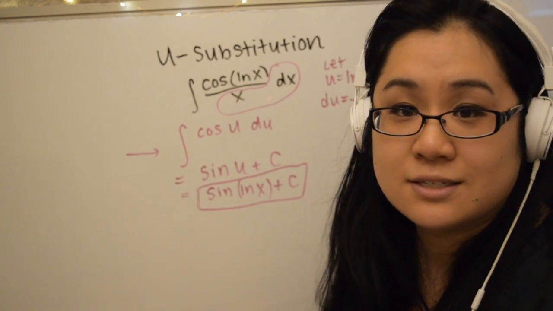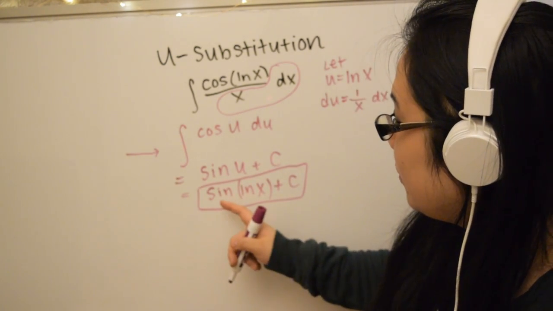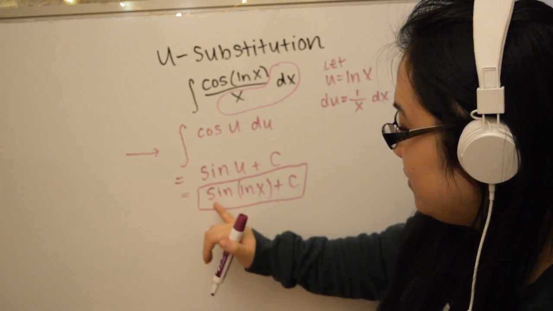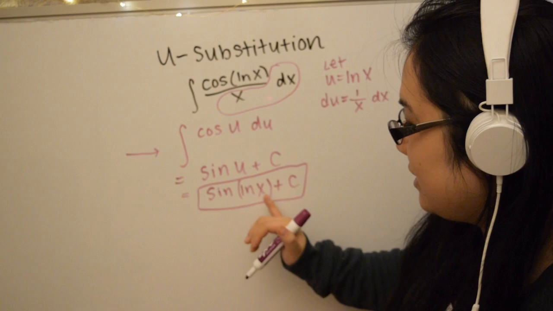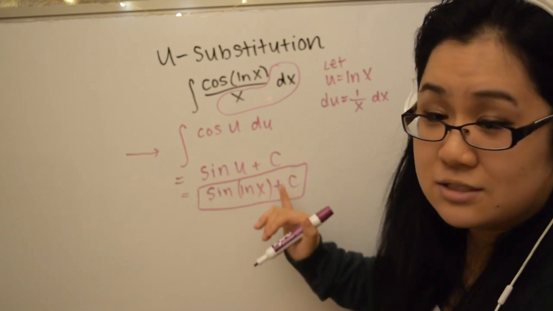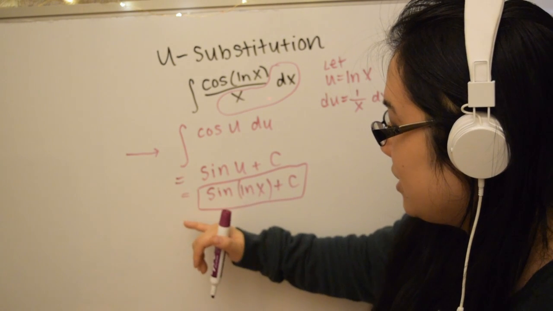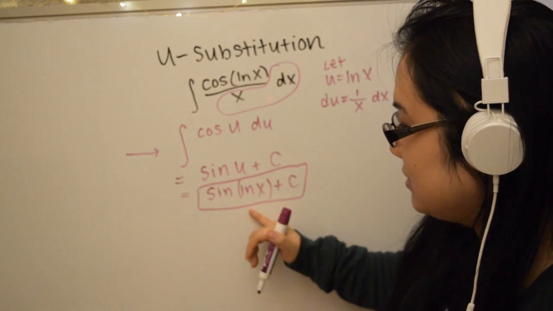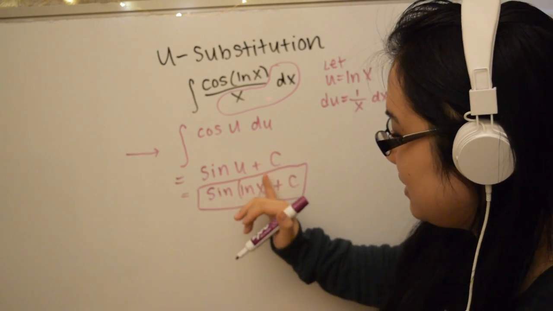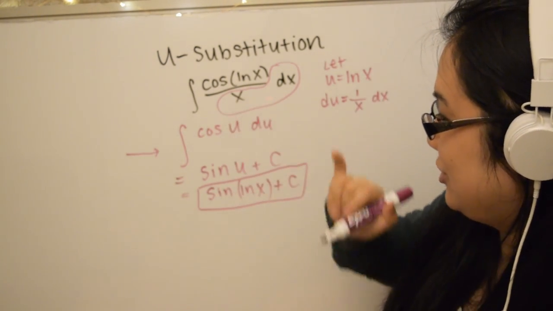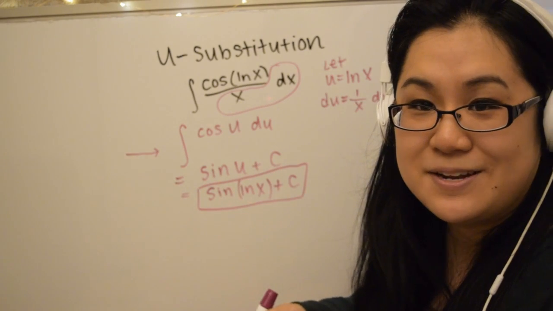That is it. So how do we check this? Well, the derivative of sine of ln x, this is the chain rule. So the derivative of sine of ln x would be cosine of ln x, but then we have to take the derivative of this thing, so cosine ln x over x, which is that. So we're good to go.